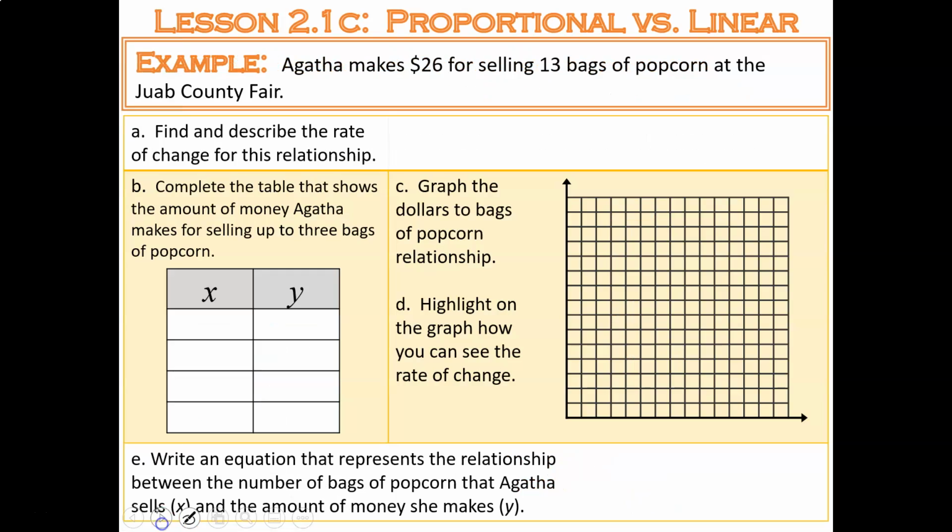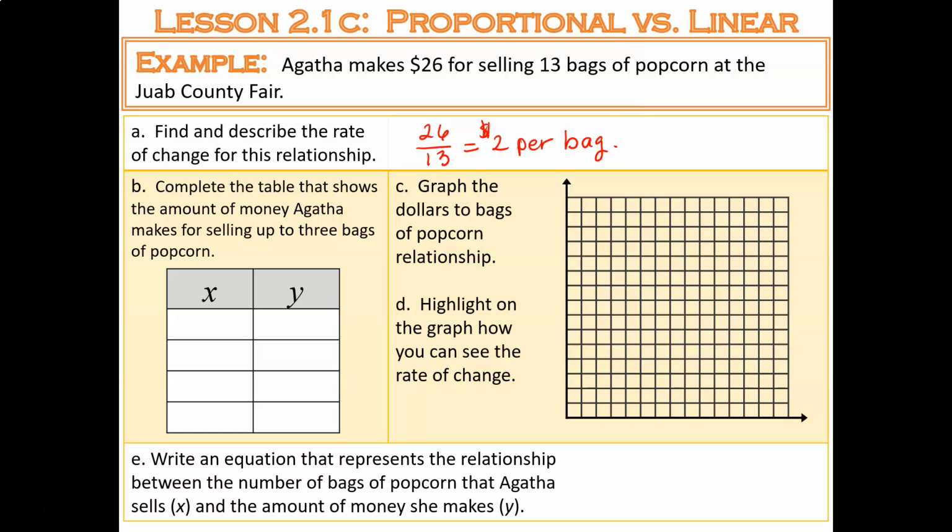All right, let's look at another example. Agatha makes $26 for selling 13 bags of popcorn at the county fair. Describe the rate of change for this relationship. If she makes $26 selling 13, how much does she make for selling one? Well, we are going to take that 26 total and divide it by the 13 bags to get $2 per bag. That is her unit rate.